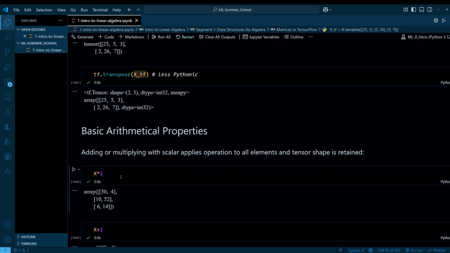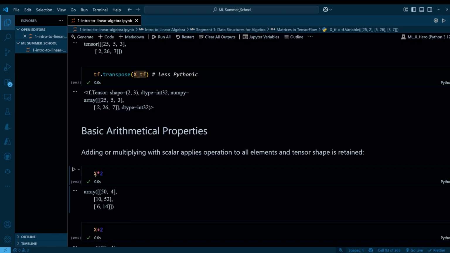The reasons are in the machine learning algorithms we actually are going to apply these things. There are a lot of mathematical equations where this is going to be applied, so that's why this transposition is going to be handy. So just learn this stuff, it's going to be handy. Now let's talk about the basic arithmetic properties.